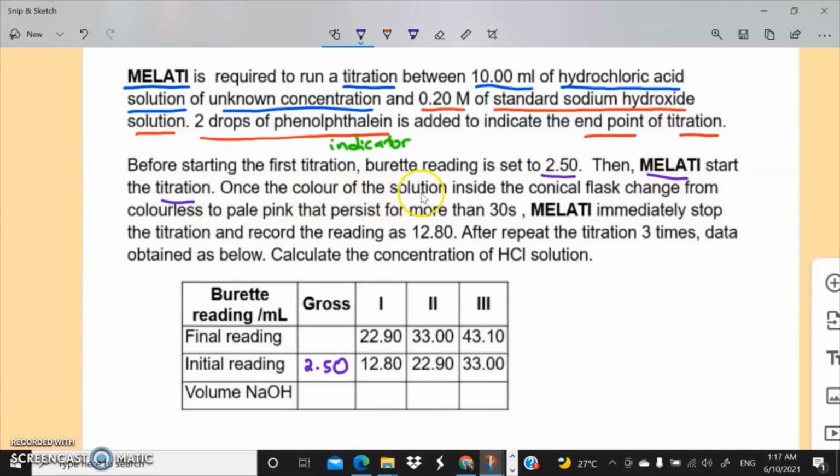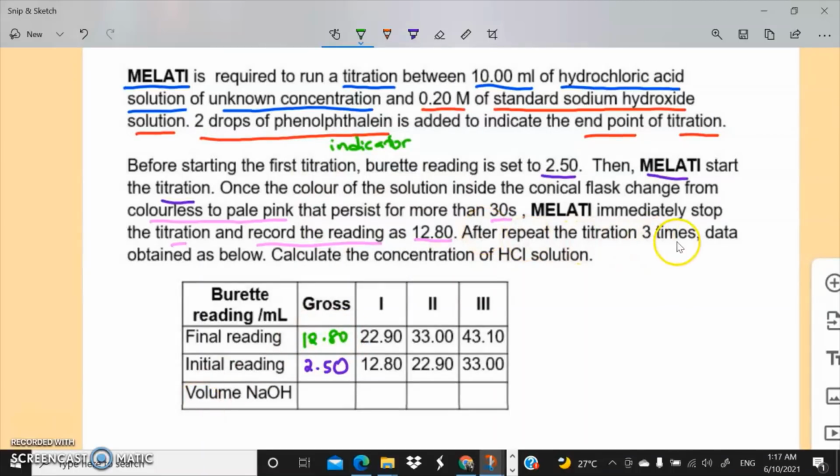Once the color of the solution inside the conical flask changes from colorless to pale pink. So what is the observation in this experiment? The indicator will change the color from colorless to pale pink, that persists for more than 30 seconds. Molarity immediately stopped the titration and recorded the reading as 12.80. So 12.80 is what? 12.80 is the final burette reading.